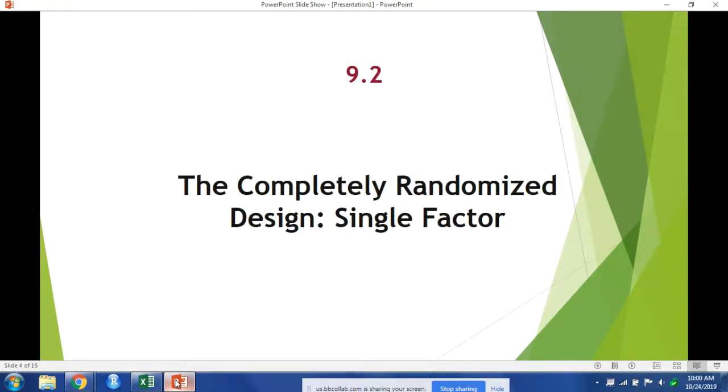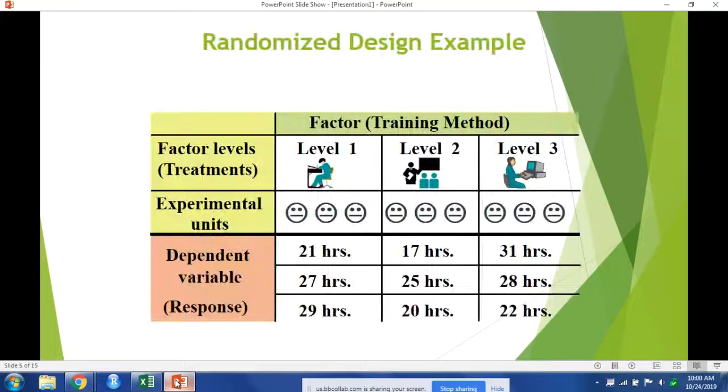Now, let's look at randomized experiments. So a completely randomized design is a design for which independent random samples of experimental units are selected for each treatment. Experimental units, or subjects, are assigned randomly to treatments. Subjects are assumed homogeneous, one factor or independent variable, 2 or more treatment levels or classifications, and it is analyzed by one-way analysis of variance, also called ANOVA.